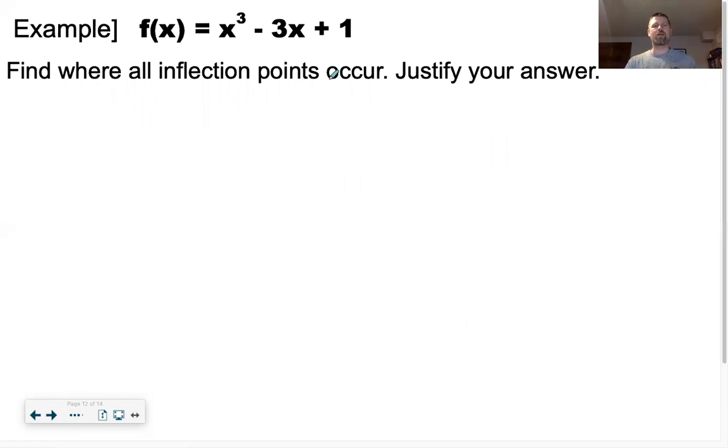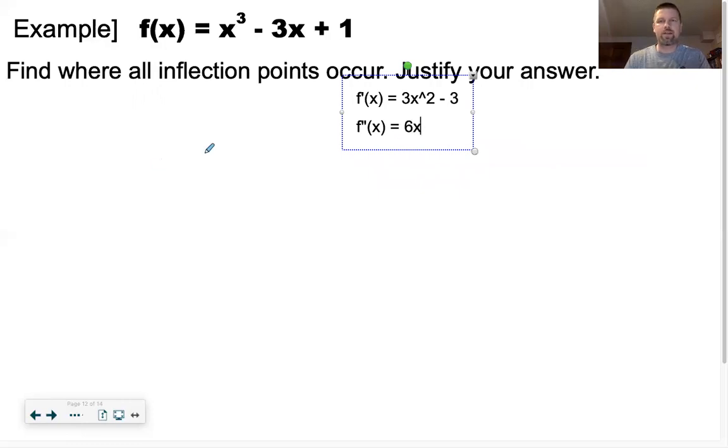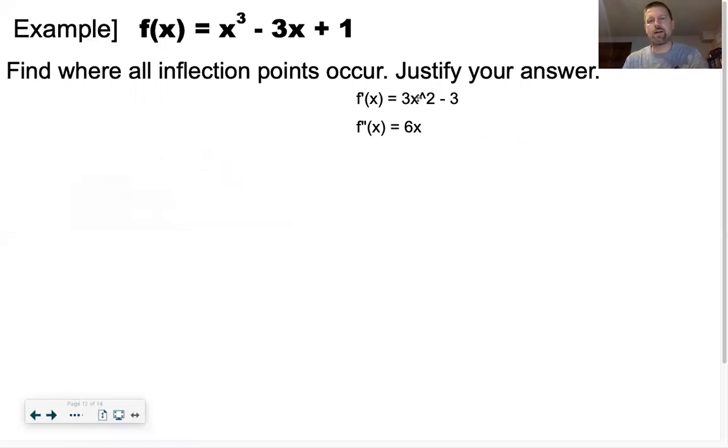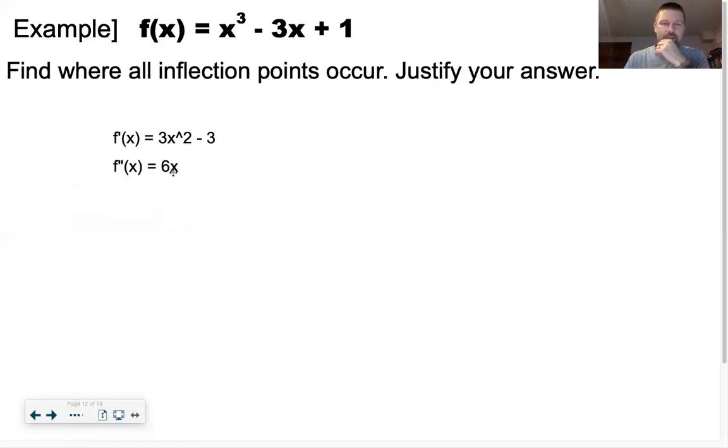All right, find where all inflection points occur. Inflection points are where I change concavity. So that's just looking at the second derivative. It shouldn't be too bad. We already found the first derivative, f prime of x, we said was 3x squared minus 3. So the second derivative would be just the derivative of the derivative. That'd be 6x. Same thing, I care where the second derivative is either undefined or where it's equal to 0. 6x is never undefined, but it does equal 0 someplace.